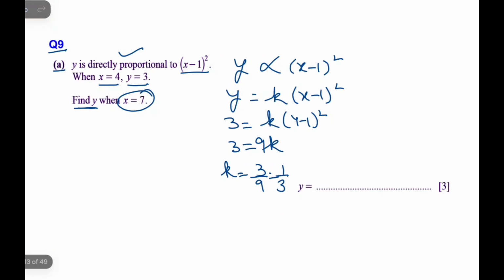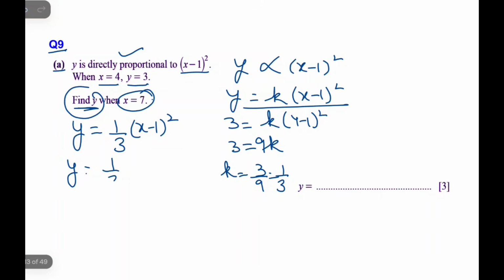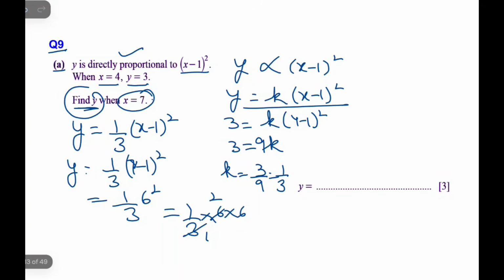So now we have to find the value of y when x is 7. So we get y is equal to 1 upon 3, the value of k being 1 by 3, times x minus 1 whole square. So we'll substitute the value of x as 7. So 7 minus 1 square, 1 upon 3 times 6 square. 1 upon 3 times 6 times 6. 3 ones are 3, 3 twos are 6. So we get y value as 12. So 12 will be our final answer.